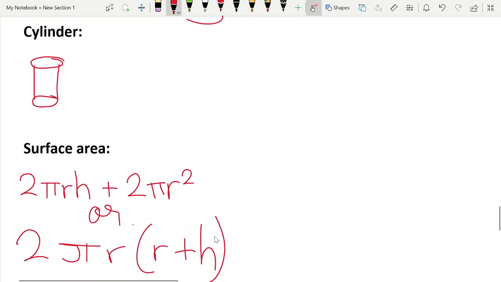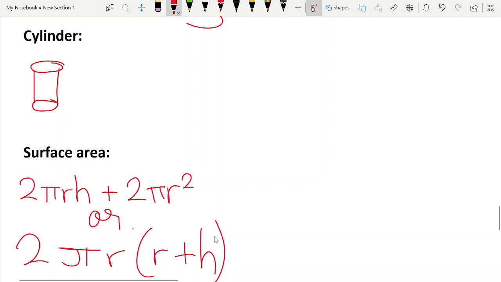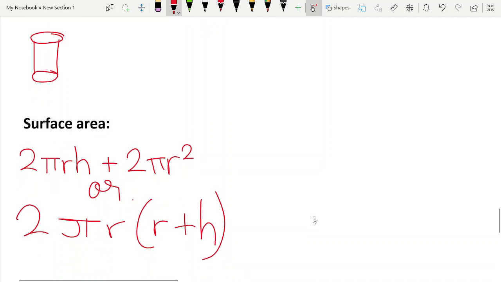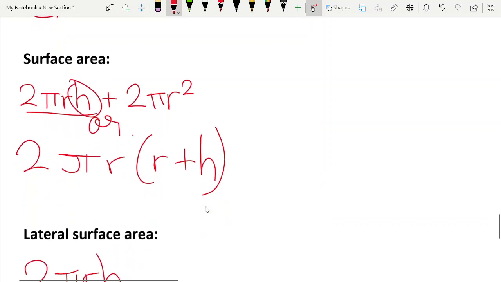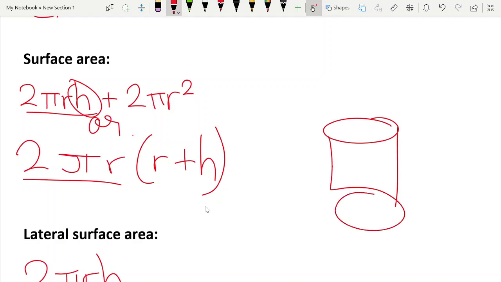Now our cylinder. What is the surface area of our cylinder? The surface area is going to be 2 pi r h plus 2 pi r square. 2 pi r square because we've got 2 circles, right? So 2 pi r h, where h is our height, plus 2 pi r square. Or there's another way to simplify it: 2 pi r (r plus h). Remember r is the radius of the cylinder, and h is obviously our height.